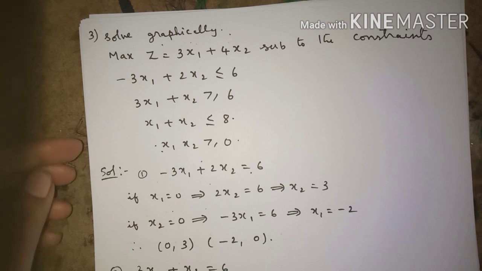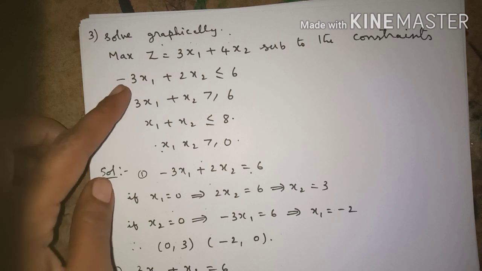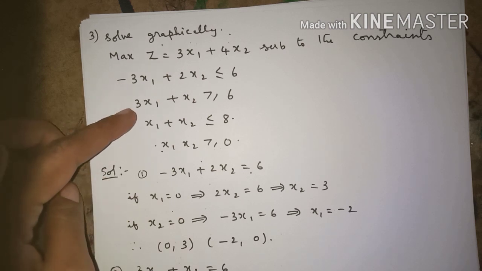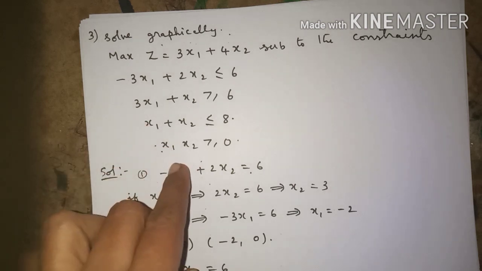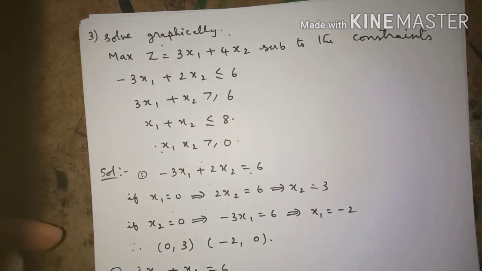Hello everyone. Now we will solve one more problem using the graphical method. The given problem is in the form of maximization of z = 3x1 + 4x2 subject to the constraints. The first constraint has a less than or equal to symbol. The second constraint has a greater than or equal to symbol. The third constraint has a less than or equal to symbol. All the decision variables are greater than or equal to 0.